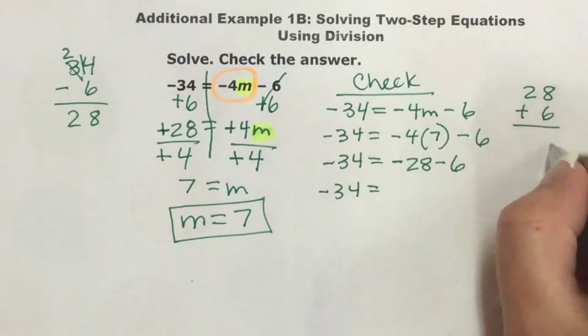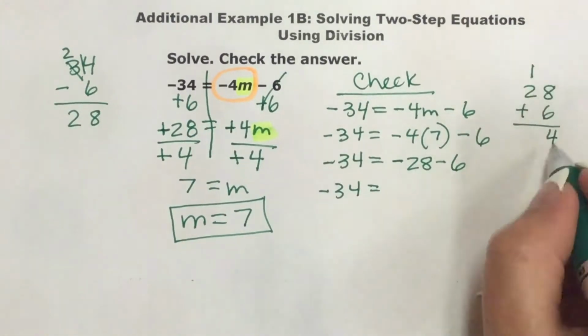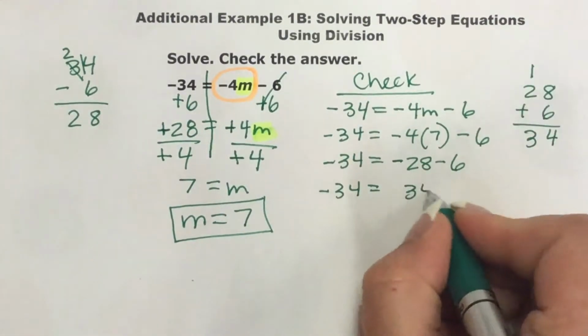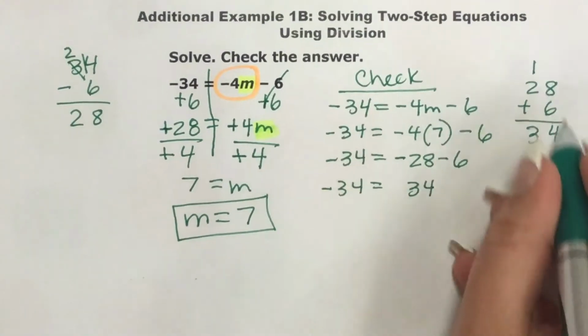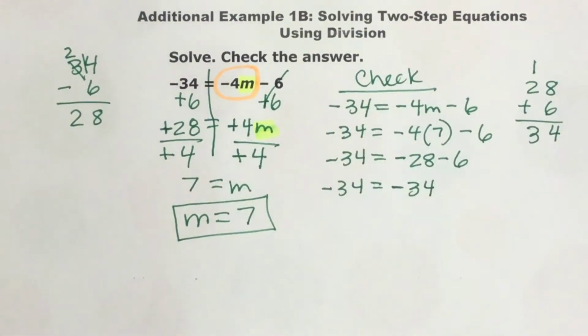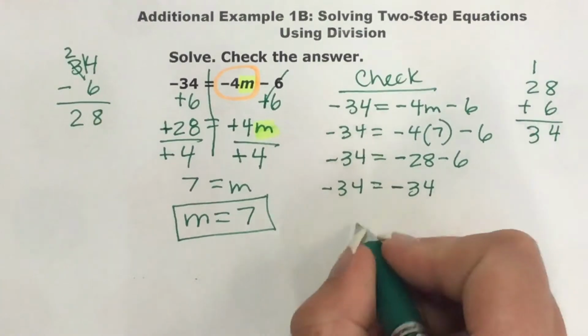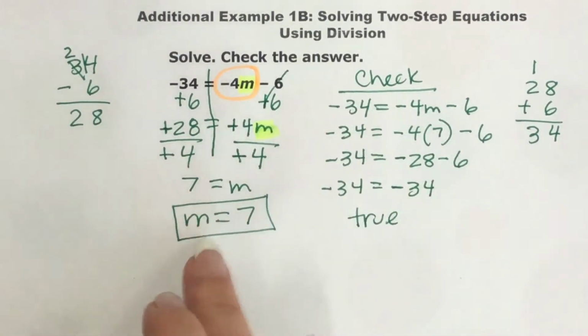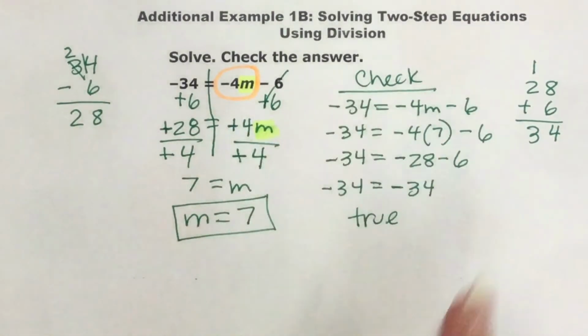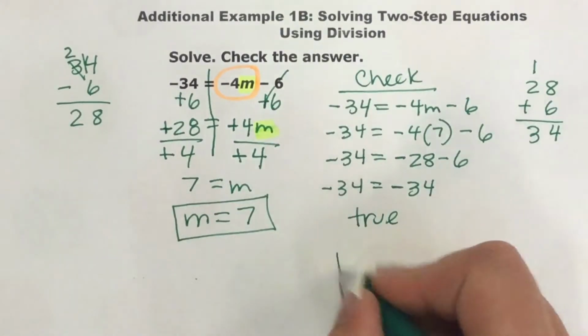8 plus 6 is 14. Write the 4, carry the 1. 1 plus 2 is 3. So it's 34. And since they're both negative, we add them and keep the sign. So it's going to be negative 34 equals negative 34, which is a true statement, which means that the answer that we found and we stuck into that original equation is correct.